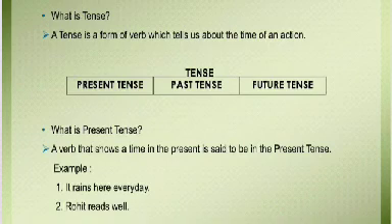A verb that shows a time in the present is said to be in the present tense. For example, it rains here every day. It is talking about the rain that is happening every day. Next, Rohit reads well. So it is talking about Rohit, who generally reads well.